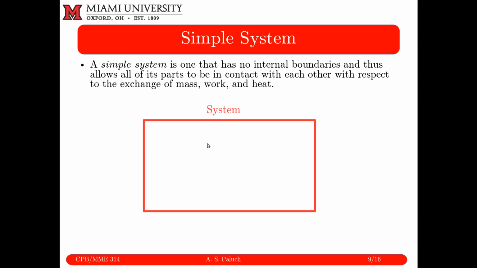Simple system. A simple system is one that has no internal boundaries. It could be that I had some composite system in which I had a boundary separating some gas A from some gas B. Maybe that boundary is fixed, or maybe it moved so that those two systems within that total combined system could exchange work. Anyways, a simple system is one that has no internal boundaries, and thus allows all of its parts to be in contact with each other.